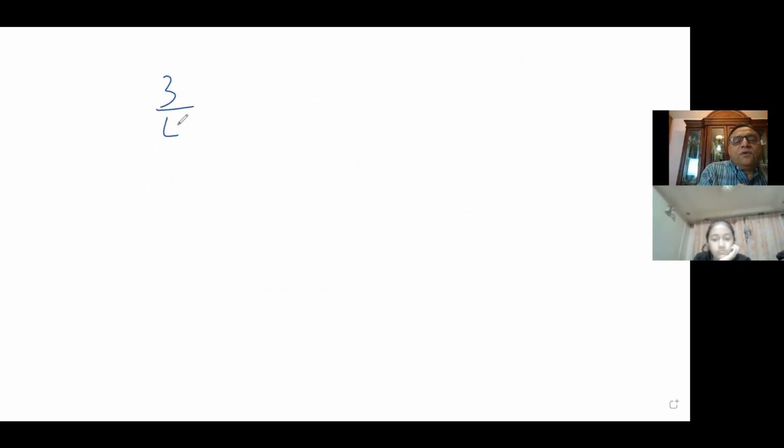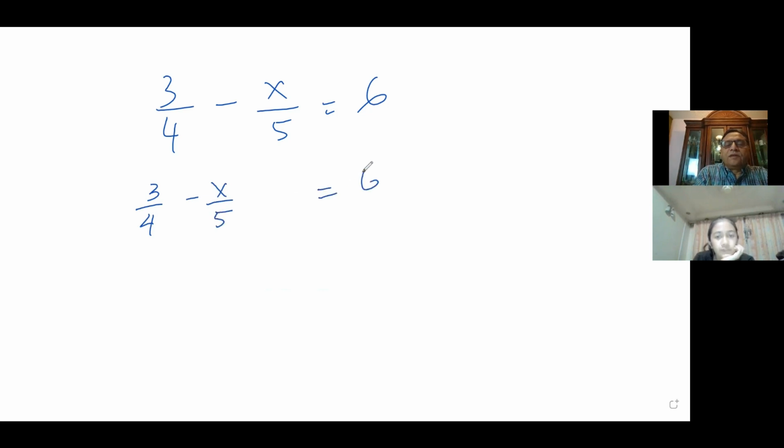So we'll take 3 over 4 minus x over 5 equals, let us say, 6. How will you do this? Tell me. How will you do this? We'll find the lowest common multiple. What is that equal to? Just a second. It's 5 times 4, 20, correct? You can just multiply them and figure it out, or it could be lesser. But if it is difficult, you could do that division thing which we did. Is it okay? So now, 20. You have to multiply everything by 20, correct?